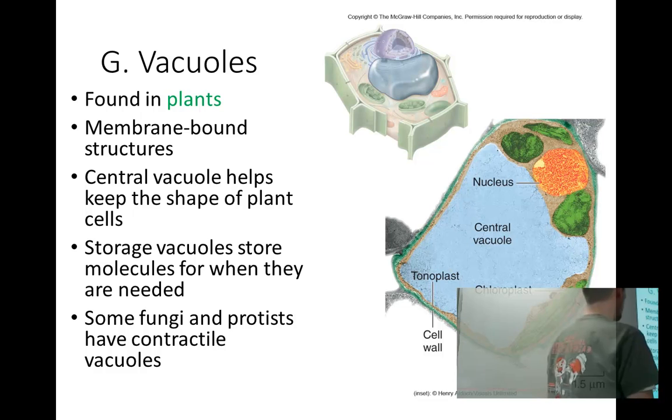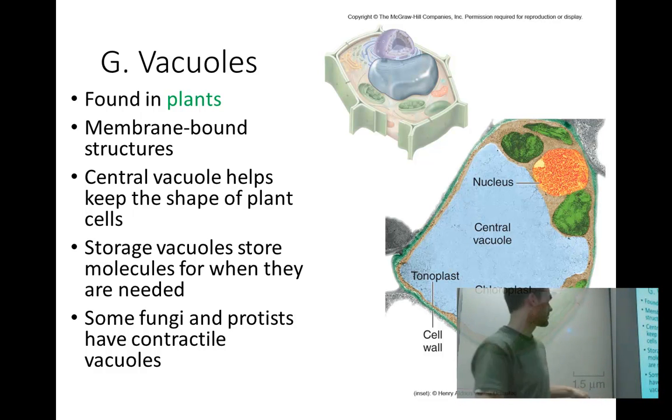Some fungi and protists, again, these are not plant cells, have contractile vacuoles, so they will contract, get smaller, and help move the cell or change the shape of the cell. But for the most part, vacuoles are only found in plants.